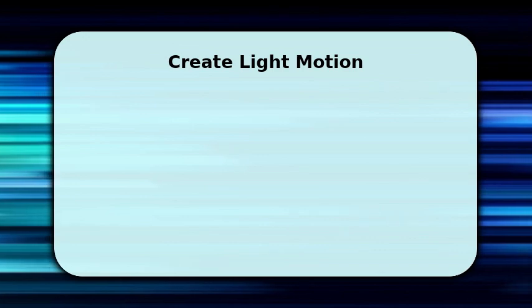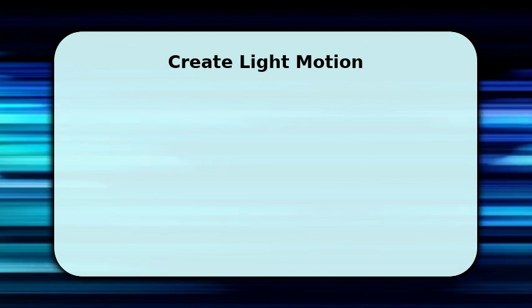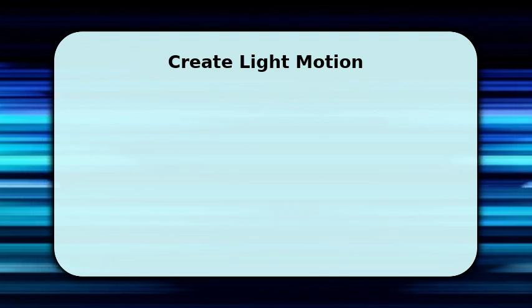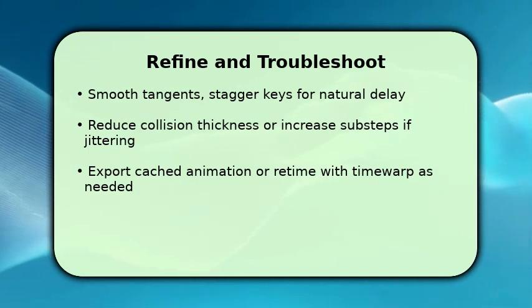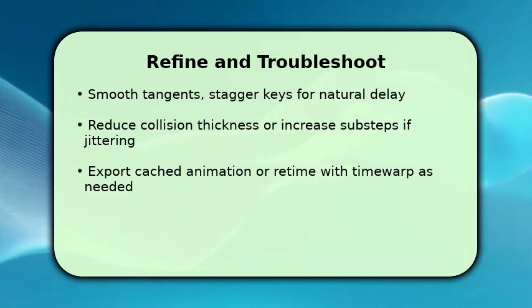Then run a low-cost physics pass and bake or cache the solver at your target FPS, typically 24 to 60. This locks timing and prevents drift while refining. Smooth tangents, stagger key timing so adjacent strands lag slightly, and nudge tips to emphasize follow-through.